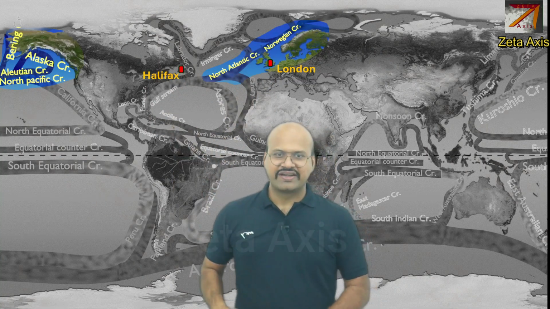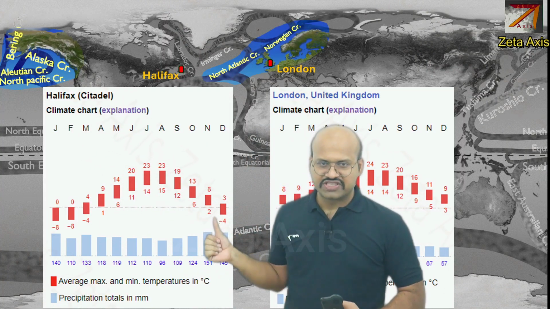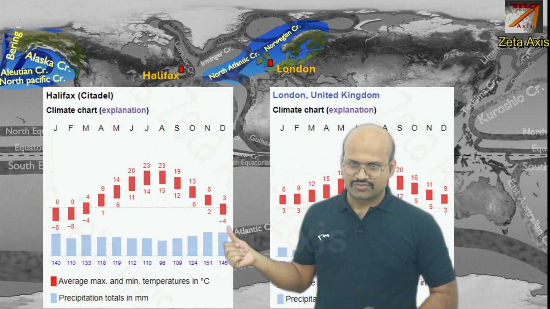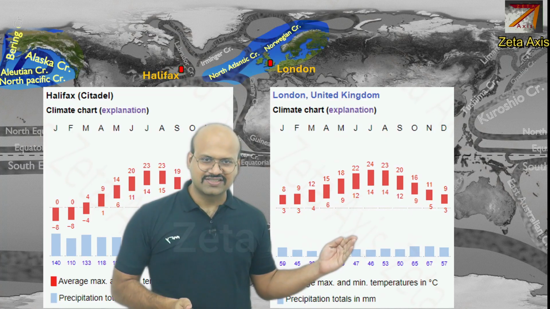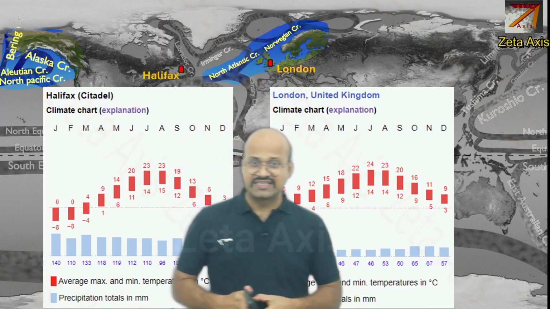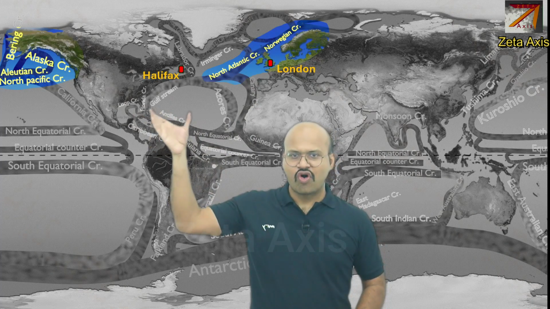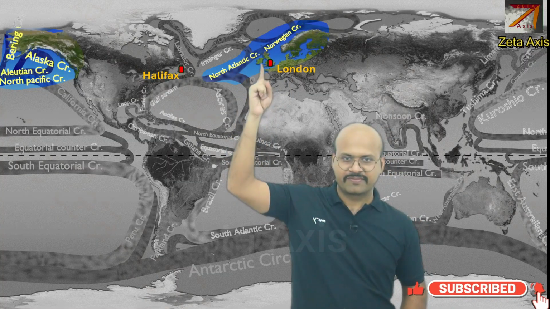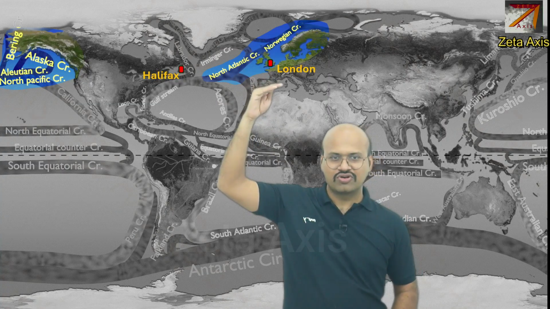But if we see their temperature profile throughout the year, we can see Halifax has several months which are below 0 degrees Celsius. We can clearly see that there is 1, 2, 3, 4 months where the temperature goes below freezing point. But when we see UK or London, we can clearly see that here there is no month which goes below 0 degrees Celsius, and the reason is the North Atlantic current, because this North Atlantic current which brings the warm water from the tropics, it helps increase the temperature of this region. That is why we see that there is no month in London where the temperature goes below 0 degrees Celsius.